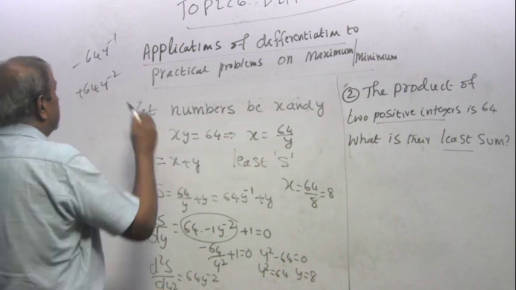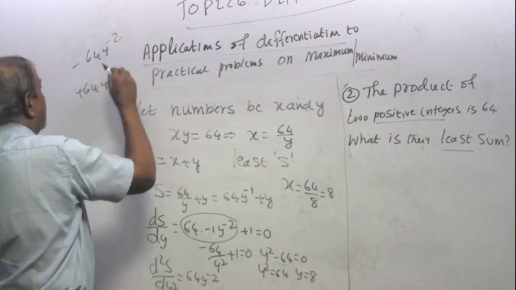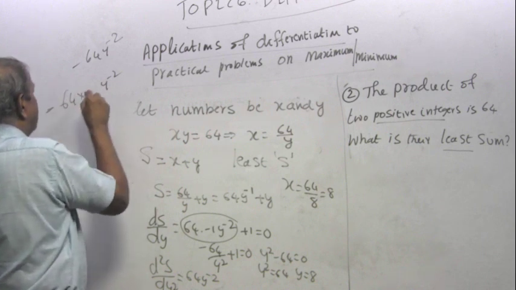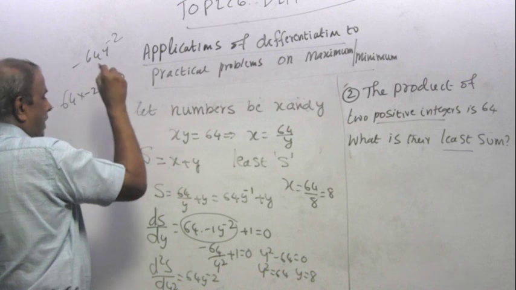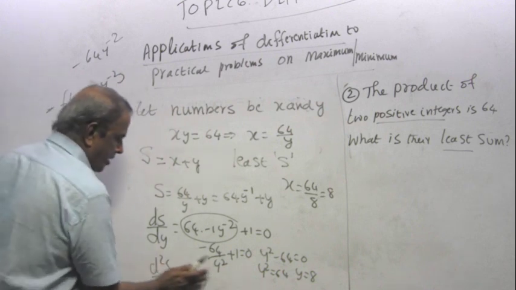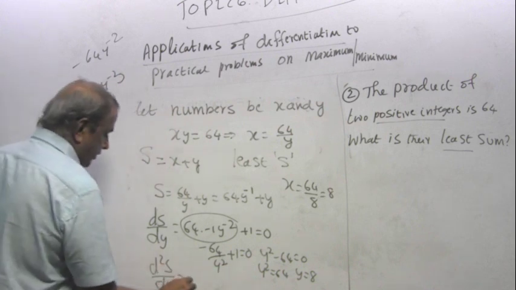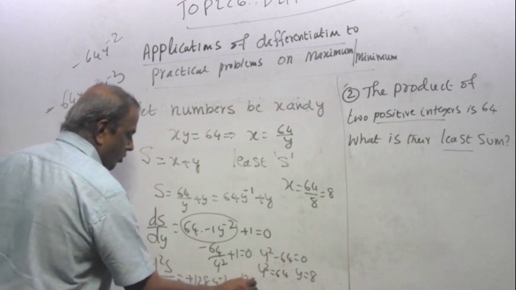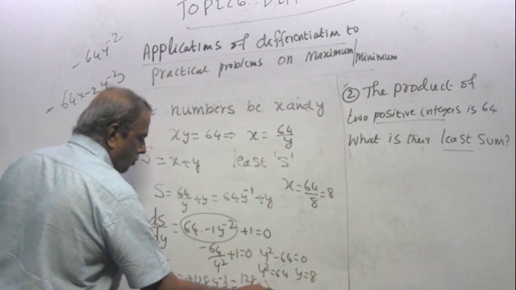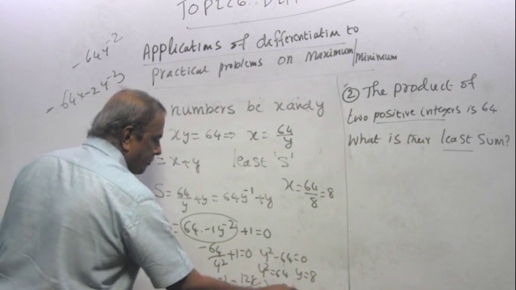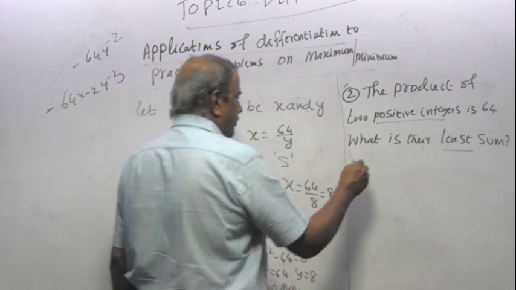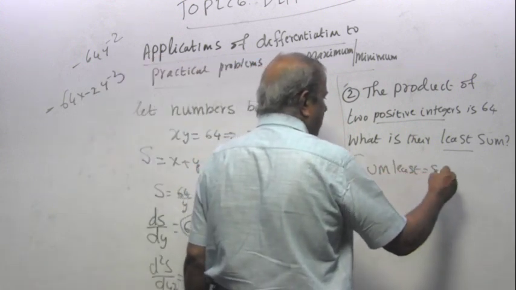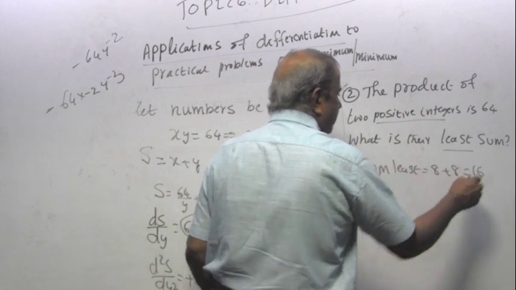Oh, it was a minus 2, was it? Oh my God, I am sorry. Plus 64, minus 64 times minus 2 y power minus 3. So that is plus 128 y power minus 3, which is 128 over 8 cubed, positive, so minimum. So therefore, the least sum of x plus y is 16.